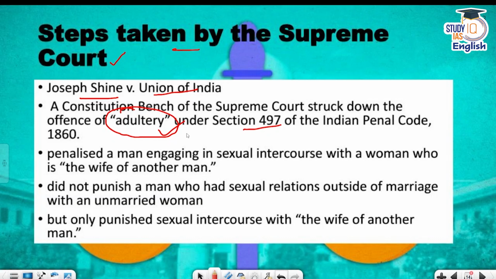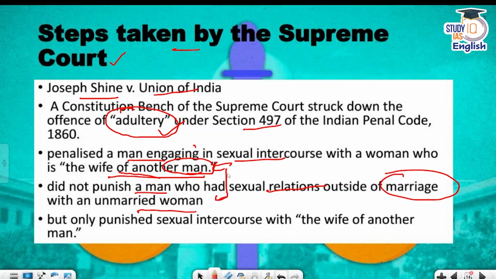Why was it struck down is very interesting. Because it penalized a man engaging in sexual intercourse with a woman who is the wife of another man. This shows that that woman who is the wife of another man is actually the man's property. And it did not punish a man who had sexual intercourse outside of marriage with an unmarried woman. So this was the biggest difference that the Supreme Court cited. The Supreme Court said it punished sexual intercourse with the wife of another man, but not any man who is also having sexual relations outside of marriage with an unmarried woman.